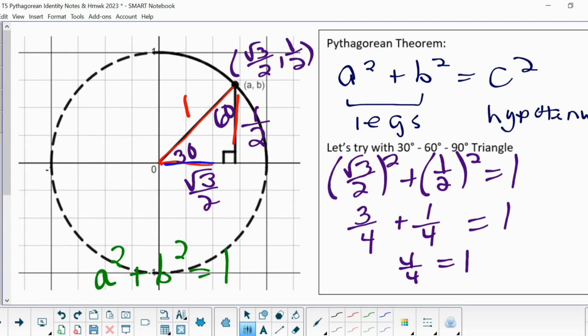The reason that this is important is because you can then use the Pythagorean identity to help you solve missing sides of a triangle that are not angles that we know. So if they're not 30, 60, 90, or 45, 45, 90, you can still use this identity to help you find the missing sides. So let me show you what we mean.